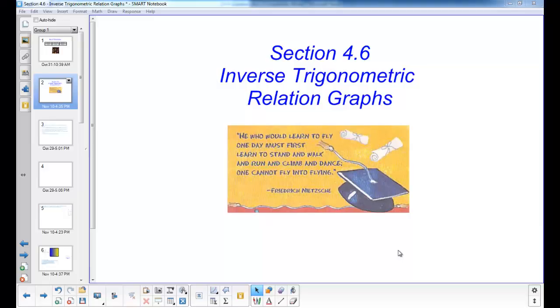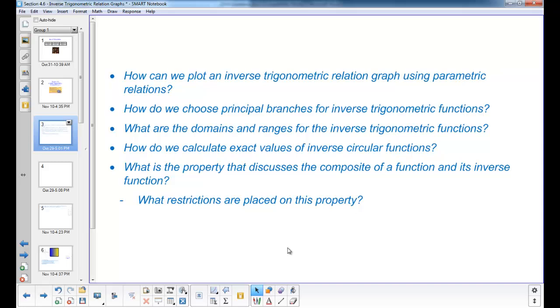Welcome to section 4.6, Inverse Trigonometric Relation Graphs. At the end of this section, you should be able to answer these questions. How can we plot an inverse trigonometric relation graph using parametric relations? How do we choose principal branches for inverse trigonometric functions? What are the domains and ranges for the inverse trigonometric functions?